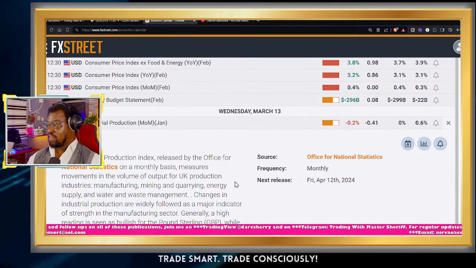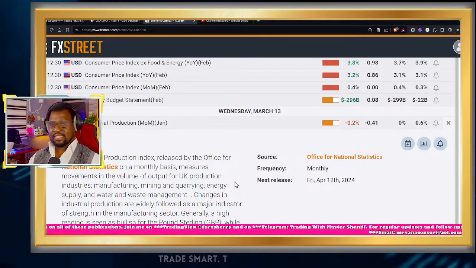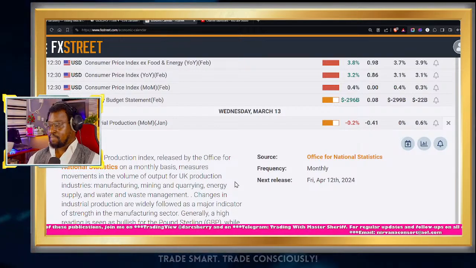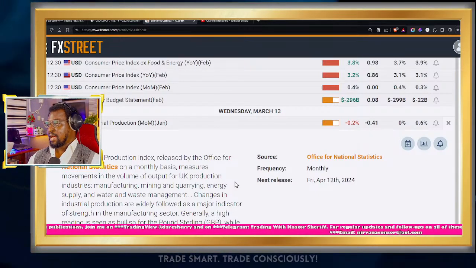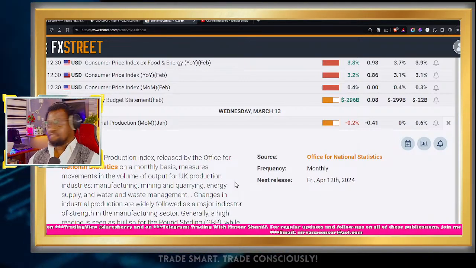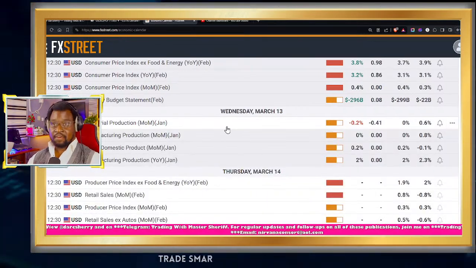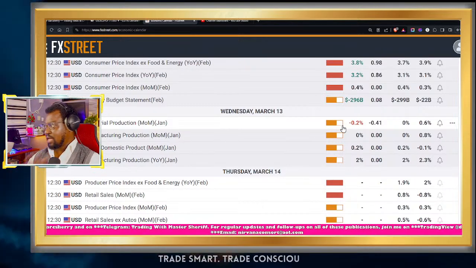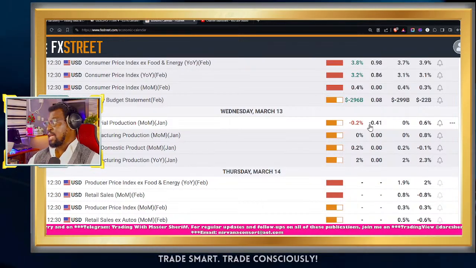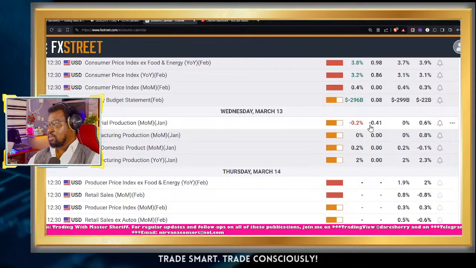movement in the volume of output for the United Kingdom production industry. So this comprises the manufacturing, the mining and quarrying, energy supply, and water and waste management sectors. Now, if we get a high reading here, it's a very positive signal for the United Kingdom. And lo and behold, look at what happened here. The data came in below expectation. In fact, it was even below the previous month's data.